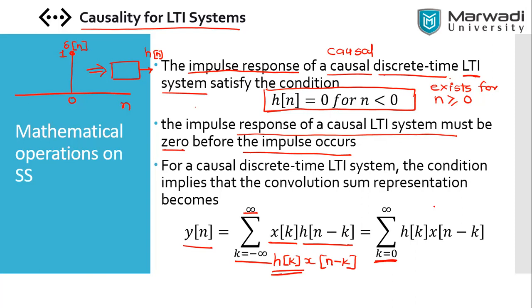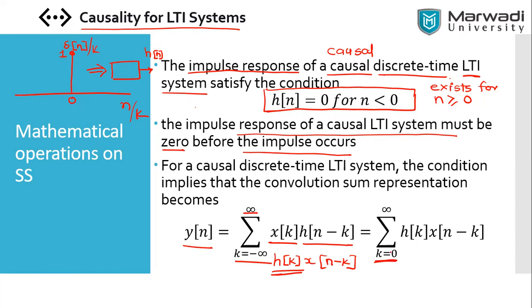Because it's a causal system, that is this k. Say n is greater or equal. Here this n, if you change the variable, it will become k. Instead of n, if I write k, it's the same. Okay? Fine.